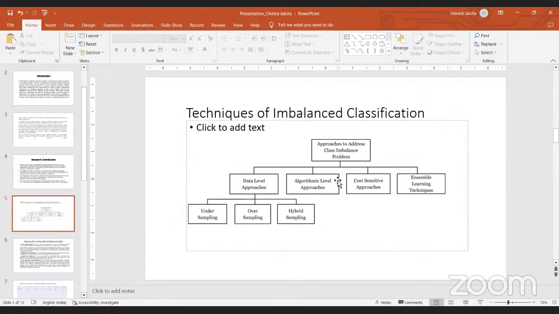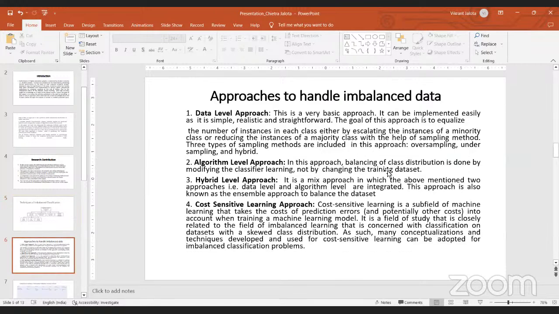This is the diagram of imbalanced classification techniques. As we can see through this diagram, we have four techniques of imbalanced classification: data level, algorithmic level, cost-sensitive, and ensemble learning approach. In data level, we have undersampling, oversampling, and hybrid sampling. The data level is a very basic approach.